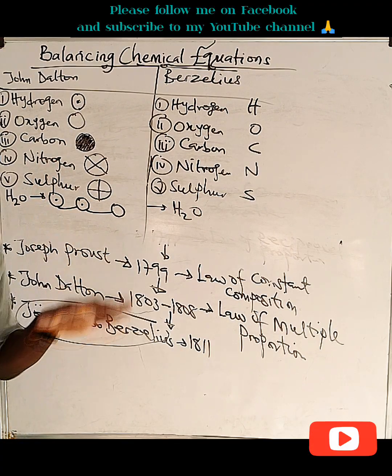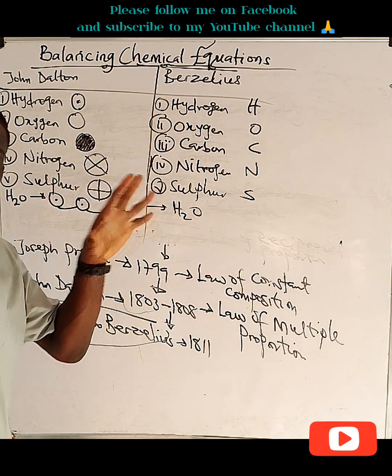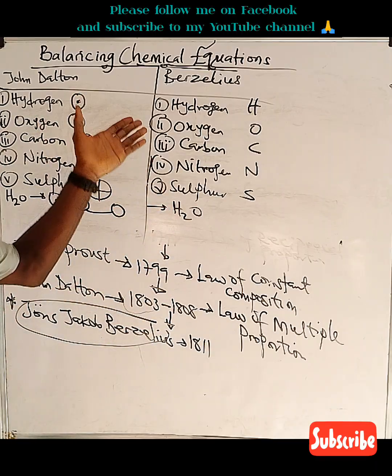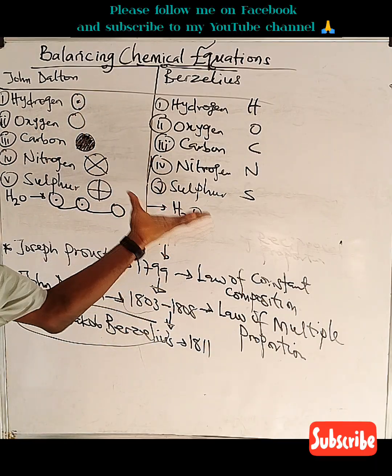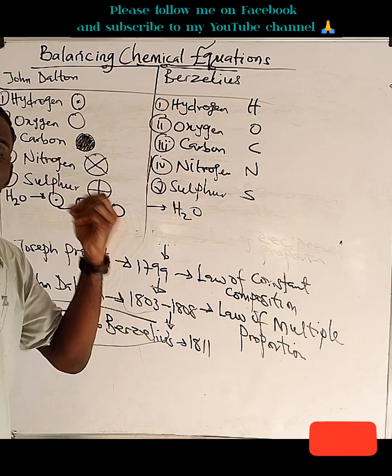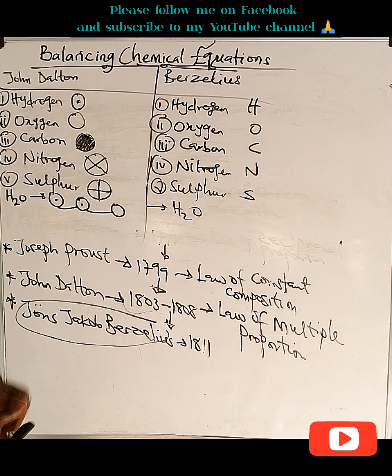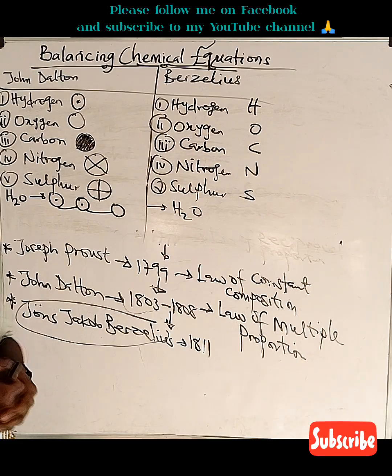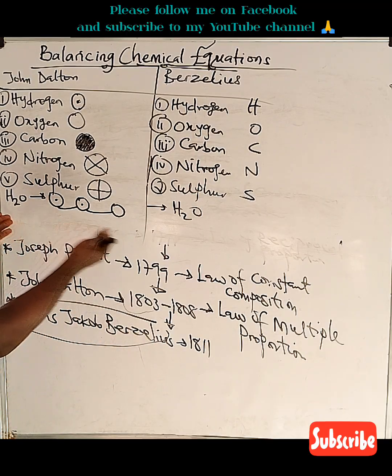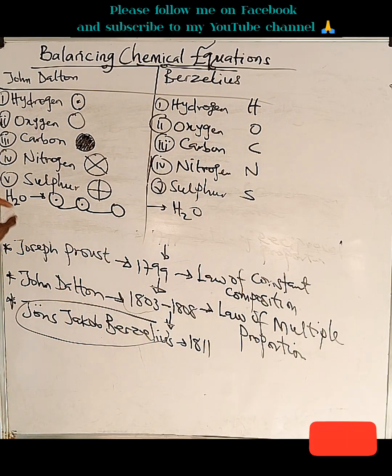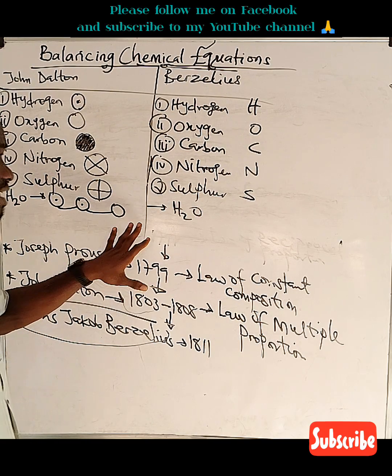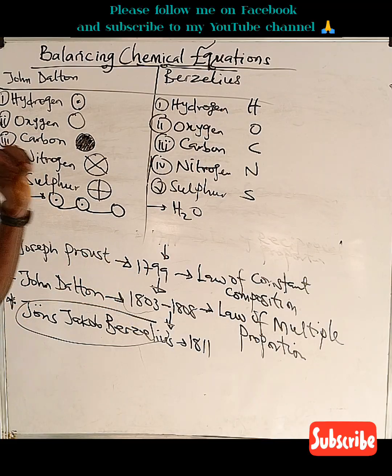So after the wonderful works by the set of scientists that we discussed earlier, Jöns Jacob Berzelius came on board to bring about symbols to represent various chemical elements. If not for the wonderful work of this man, there's no way we would be discussing chemical equations, because it's not feasible to write out a chemical equation using John Dalton's images. For example, H2O reacting with another element would not make any sense. So that's that for the history of chemical equations.